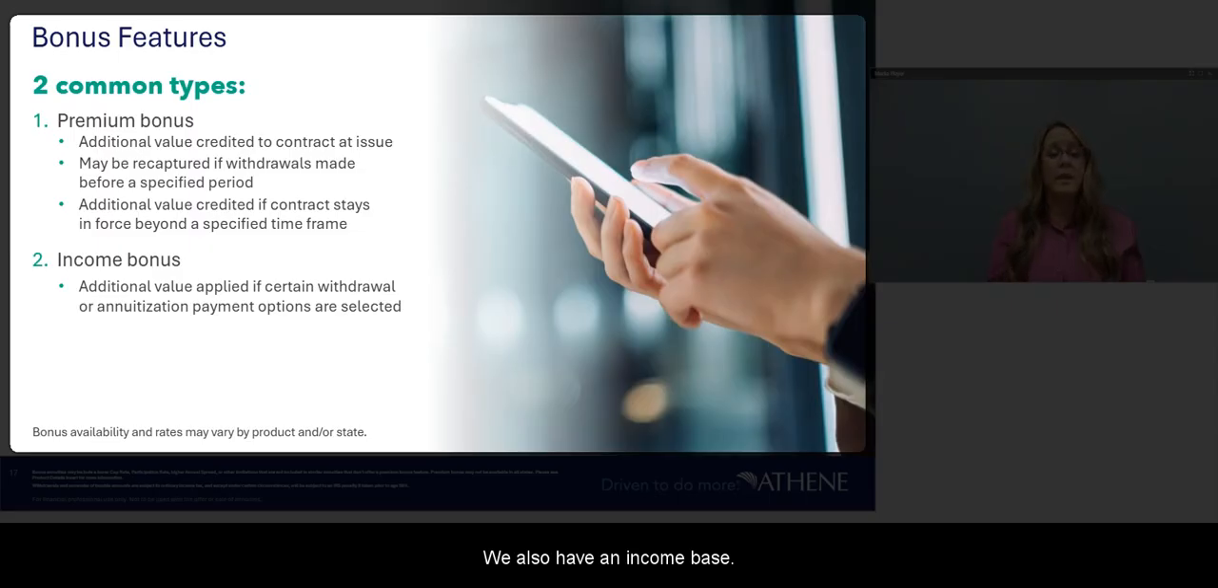We also have an income base. Income base helps to enhance the income account value of an annuity. The income account value is used to calculate future income payments. So by applying a bonus to that account, it helps to increase the value and thereby increases the lifetime income payment. For example, if your client purchases an annuity with $100,000 and the company offers a 5% income-based bonus, that income account value becomes $105,000.